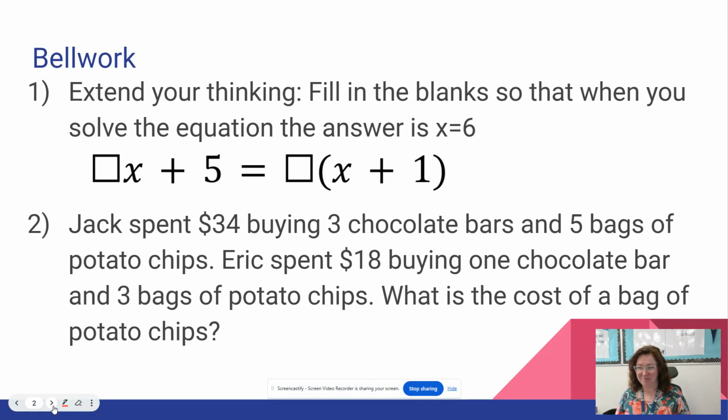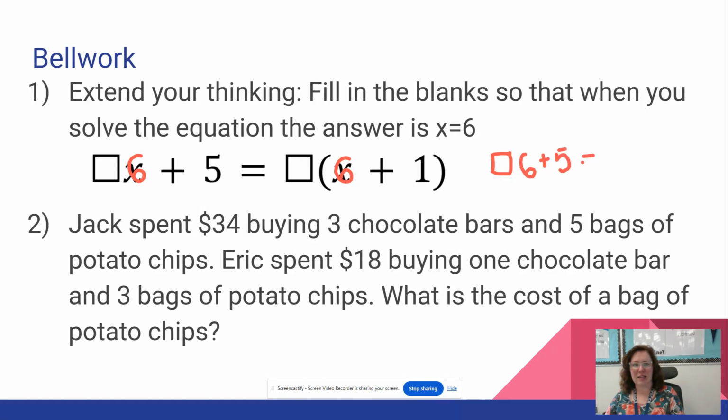So first, we have an extend your thinking: fill in the blanks so that when you solve the equation, the answer is x equals 6. There are a lot of correct ways we can fill this in, but what I like to do is just make this a 6, make that a 6, and let's see what happens from there. So now we've got blank times 6 plus 5, and it has to equal blank times, well, 6 plus 1 is 7. So it just has to equal blank times 7.